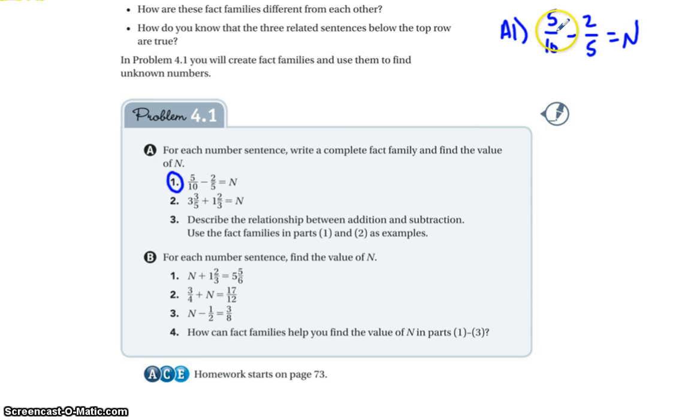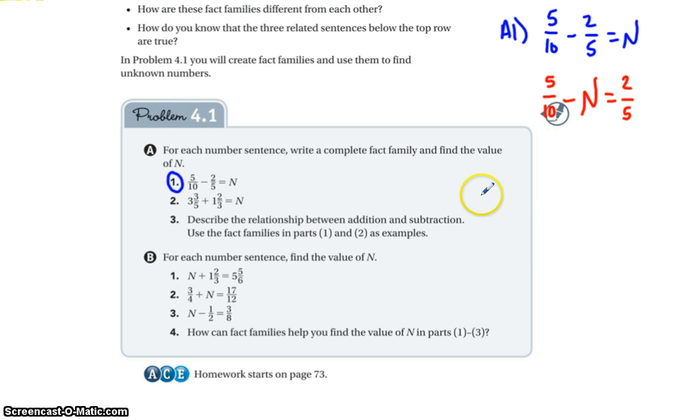Now my first fact, I'm going to rewrite the subtraction. Okay, since my subtraction is here, I know that my 5/10 has to stay as the larger value. It has to be what I am subtracting from. Well, that means that these two are going to switch places. So I'm going to subtract n from 5/10, and that should equal 2/5.